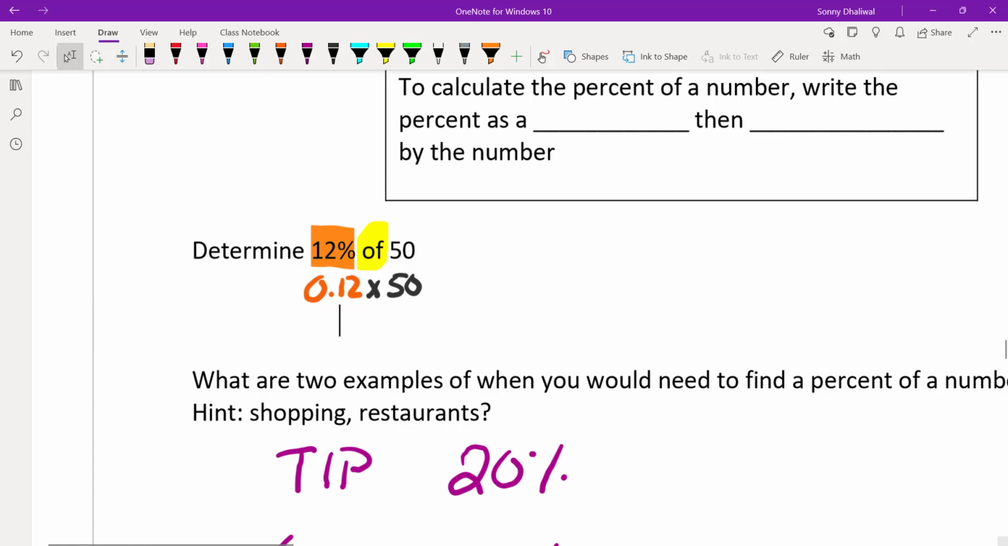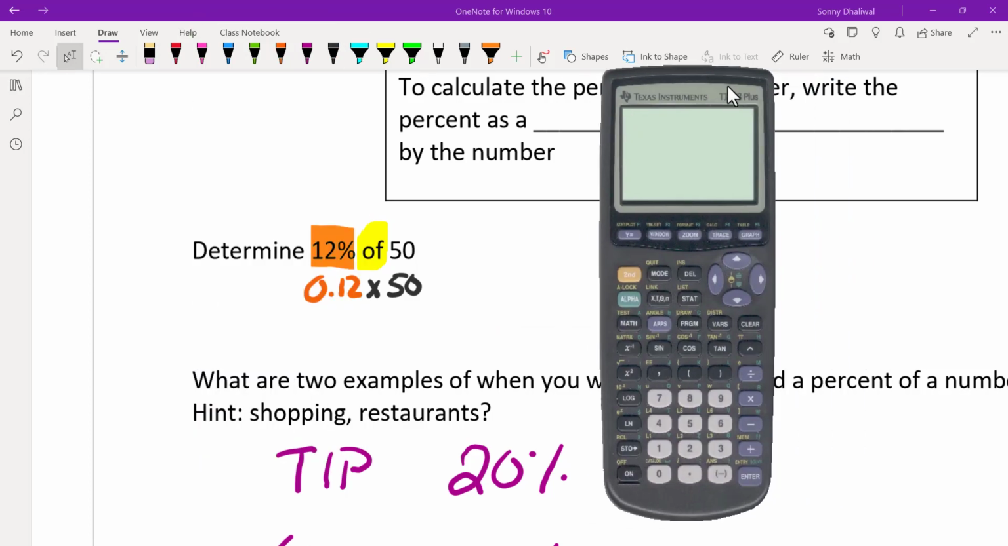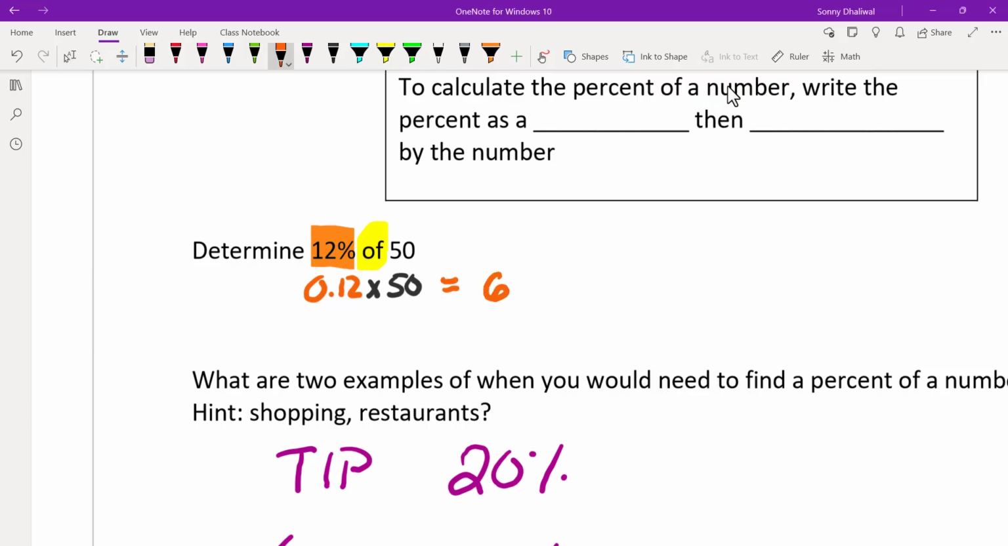Right. So, calculators are going to become important. So we need to do this. Chances are you can't do it in your head, so you just calculate it up. 0.12 times 50 is 6. Right? So if they said, hey, you're giving 12% tip on $50, that means you're giving $6.